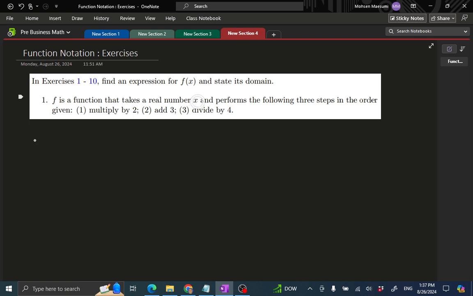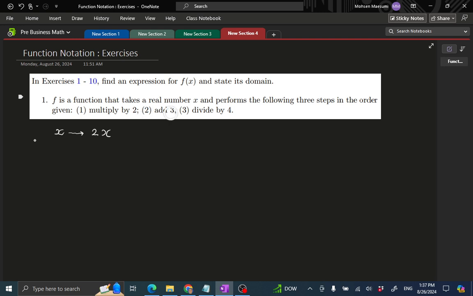So what's the instruction here? A number x is given and we want to apply the following three steps in the order indicated. So we start with the x. First we multiply the number by 2. So the first step is that the input is doubled.